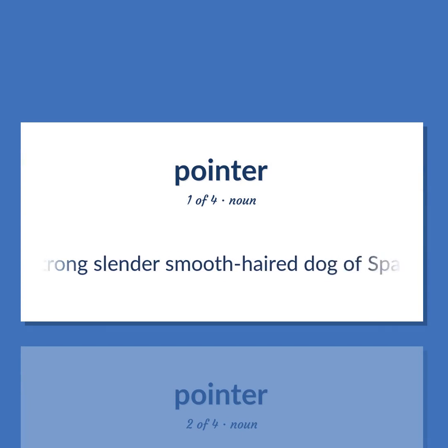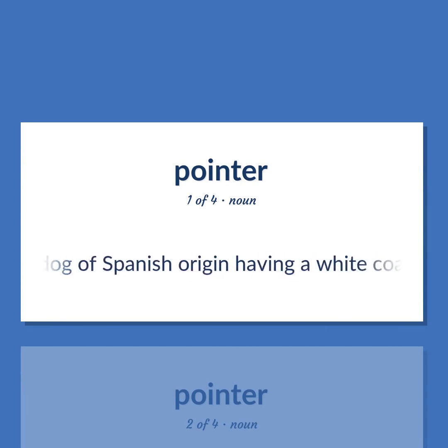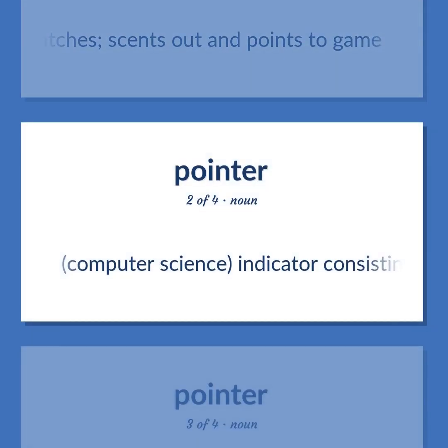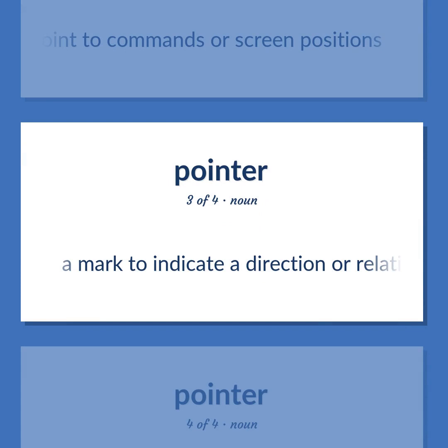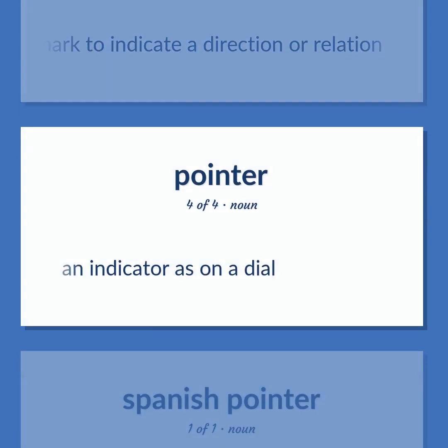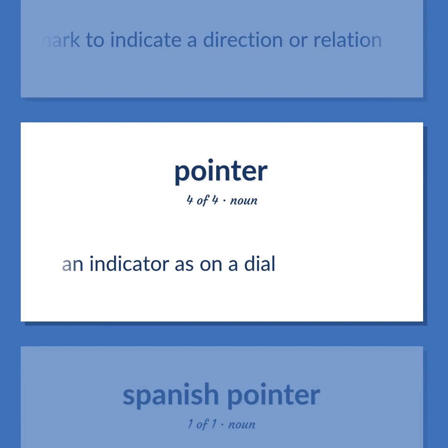A strong, slender, smooth-haired dog of Spanish origin having a white coat with brown or black patches, scents out and points to game. Computer science, indicator consisting of a movable spot of light, an icon, on a visual display. Moving it allows the user to point to commands or screen positions. A mark to indicate a direction or relation. An indicator is on a dial.